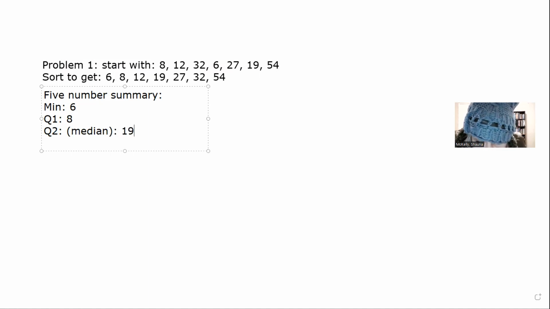Then Q3 was 32. And my maximum was 54. Okay. Now, here we want to find just the 5-number summary and the interquartile range. I'm going to go ahead and draw the box plot to show you what's going on. But this is the 5-number summary.